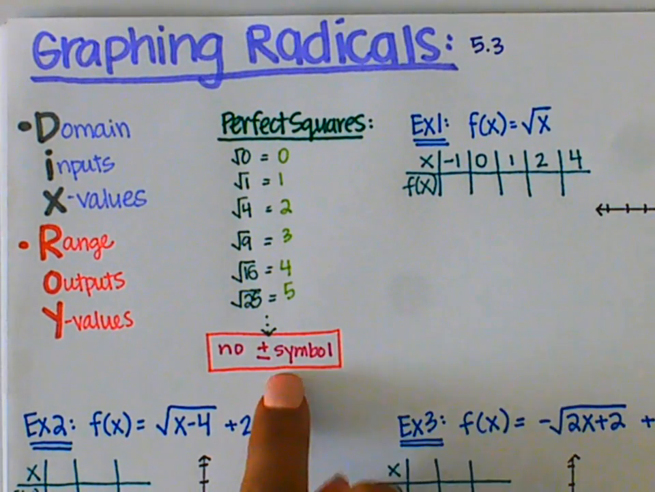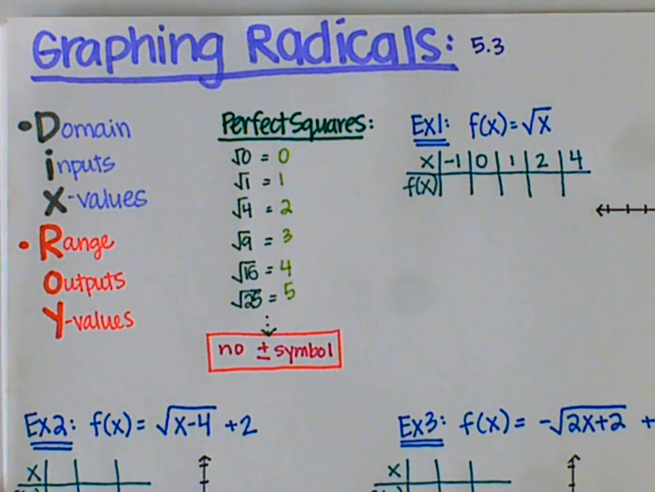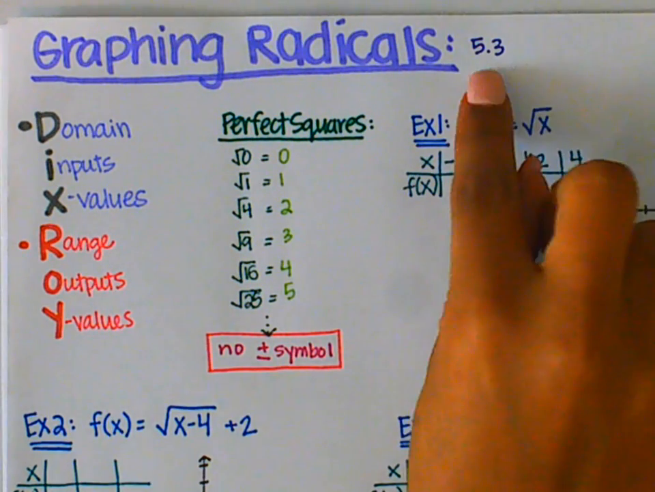Another really important thing in this section is that we will not be using a plus or minus symbol. We will only be using the positives. And that's important when we start looking at the graph itself, because we'll see that there are numbers that are not part of our graph. This graph doesn't cover all numbers. It's only certain ones. So if you want to follow along with the textbook, this is section 5.3.